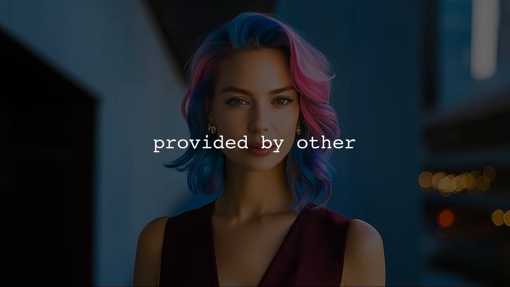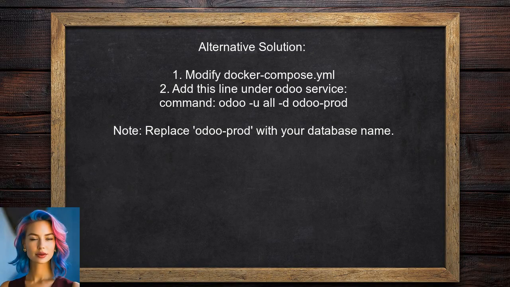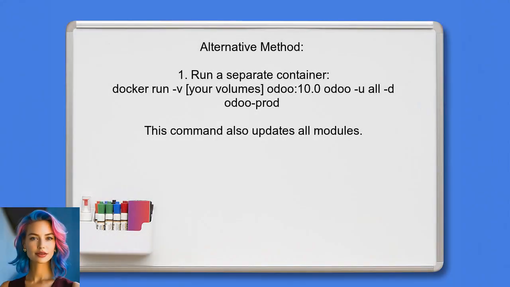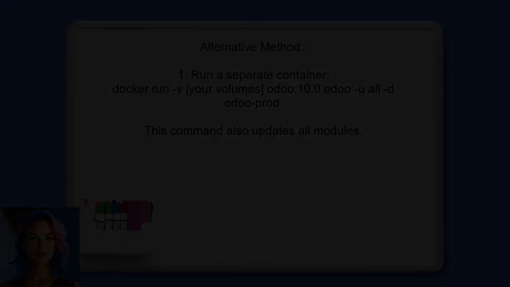Now let's look at the answers provided by other users. An alternative solution provided by another user suggests modifying your docker-compose.yml file. They recommend adding a command line under the Odoo service to update all modules when the container restarts. Additionally, you can run a separate container to perform the updates. This involves using the docker run command with your volumes and specifying the update command.